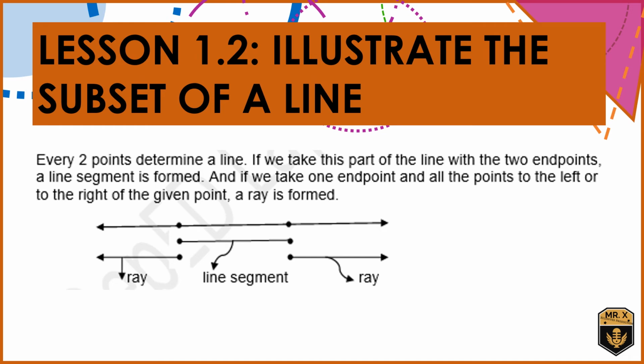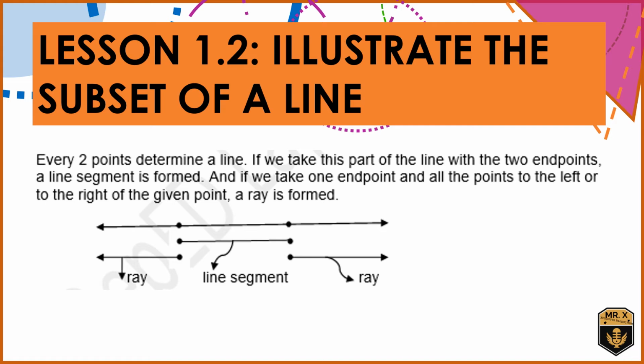Let's move to lesson 1.2. Illustrate the subset of a line. Again, let's talk about subset first. When you say subset, it is a set that comes from another set. Now, in lesson 1.2, the line has subsets. Okay? From the line, other objects can be formed.